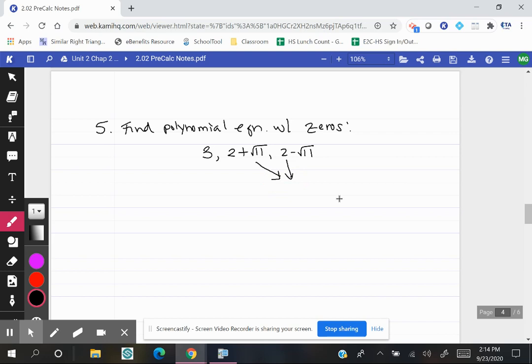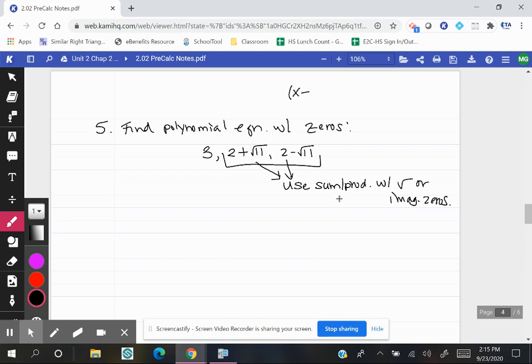So when you have radicals or imaginary roots, I would recommend using your sum and product formulas to do that. So use sum and product with radical or imaginary zeros. So this one, the 3, is going to stay the same. I'm going to just focus on finding a trinomial that will represent 2 plus rad 11 and 2 minus rad 11 as our zeros.